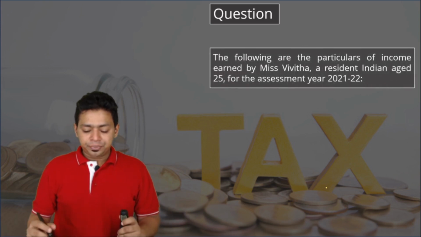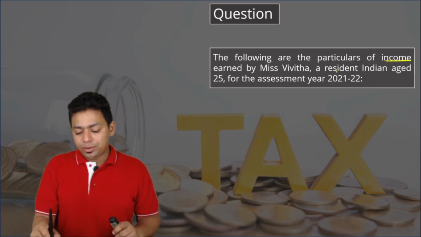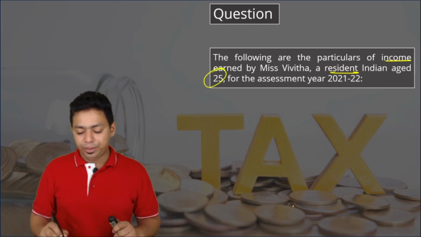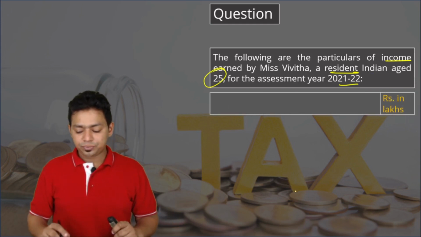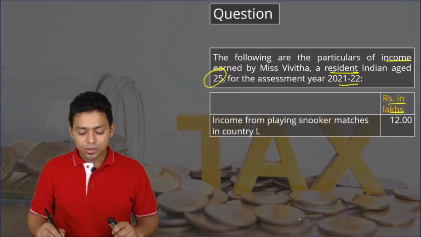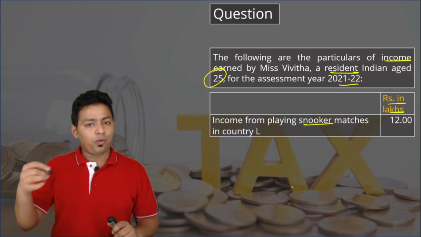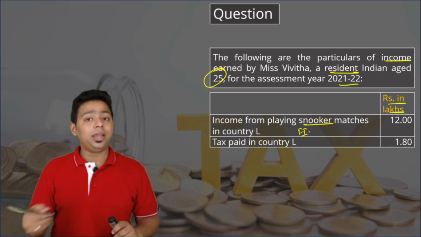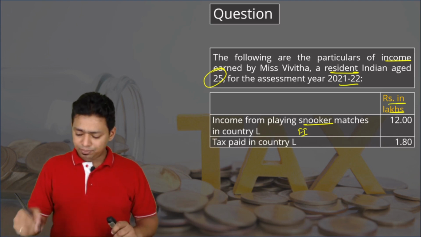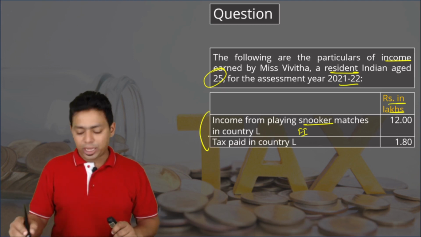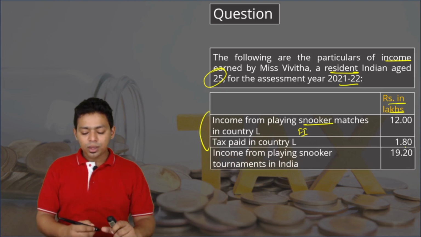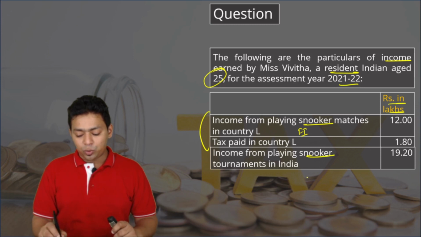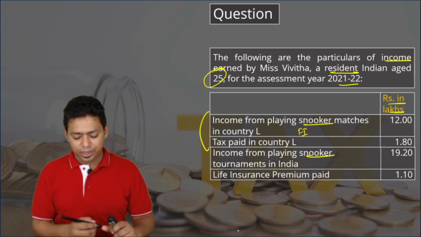Next question. The following are the particulars of income earned by Miss Vivita, a resident Indian, age 25, for AY 21-22. Rupees in lakhs. Income from playing snooker matches in a country L, so foreign income, 12 lakh rupees. Tax paid in country L 1.8 lakh. You can determine the average rate of tax by dividing these two items. Income from playing snooker tournaments in India, Indian income taxable in India.